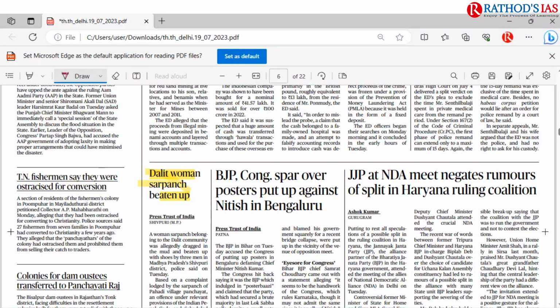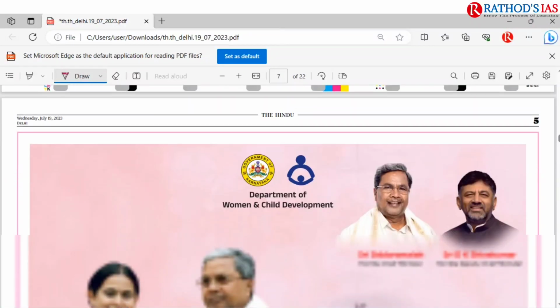And here you can see one article which is important from the case study, that is Dalit woman Sarpanch beaten up. So if you are the district magistrate of that area, how can you respond? What are the steps that you are going to take? So please let me know in the comment box.